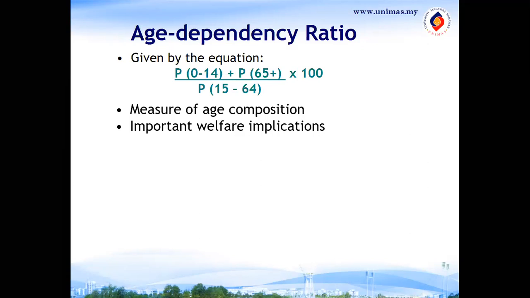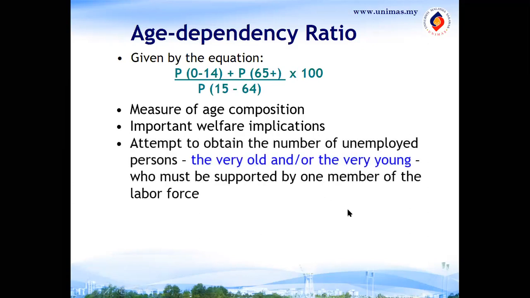Jadi mempunyai welfare implications, ya, not only to the family but also to the government as well, kepada pihak kerajaan. Okay, so attempt to obtain the number of unemployed persons, those very old tadi, 65 ke atas, dan juga yang muda 14 tahun ke bawah, who must be supported by one member of the labor force. Jadi berapa orang? Jadi what we do is this is what the ratio is untuk berapa orang yang perlu disokong, ya, perlu dibantu oleh seorang yang bekerja.